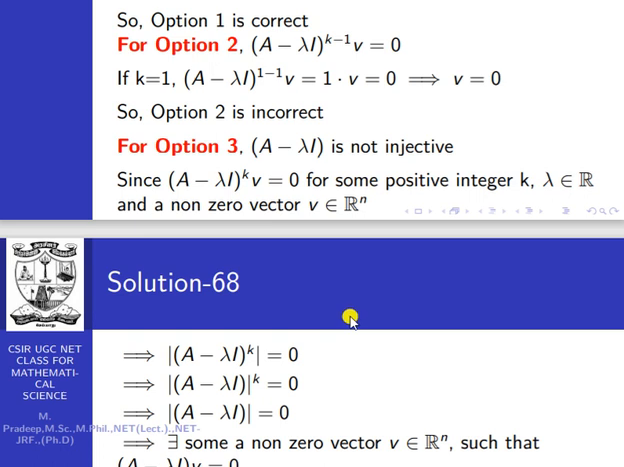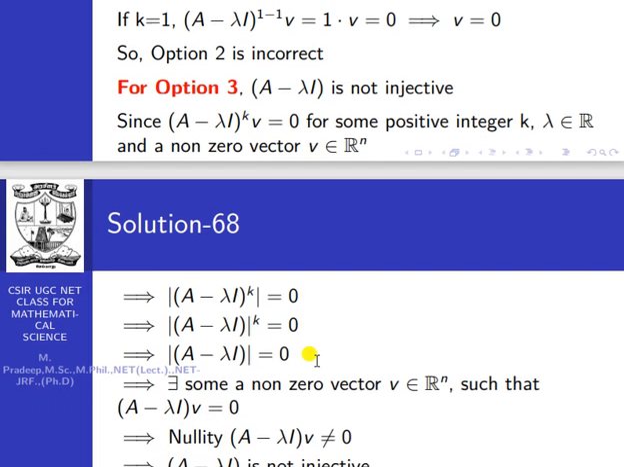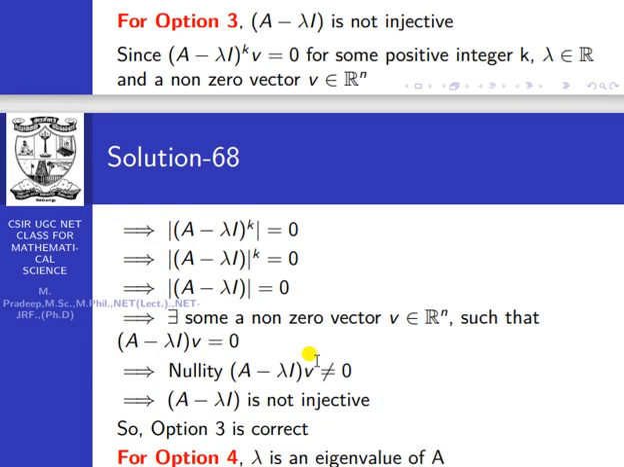From this, (A minus lambda I) whole power k into v equal to 0 for some positive integer k. From this data, we can conclude the determinant of (A minus lambda I) whole power k equal to 0, by the basic definition of the eigenvector. How to define the eigenvector? (A minus lambda I) into v equal to 0. The v is the non-zero vector, then v is the eigenvector corresponding to the eigenvalue lambda.